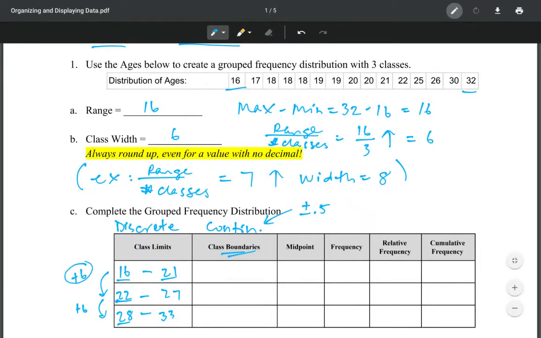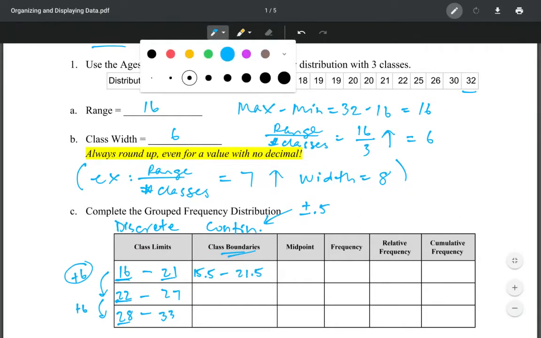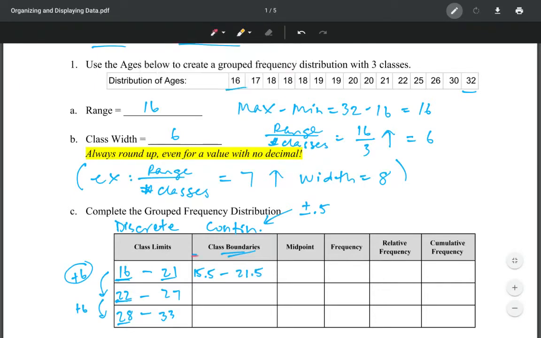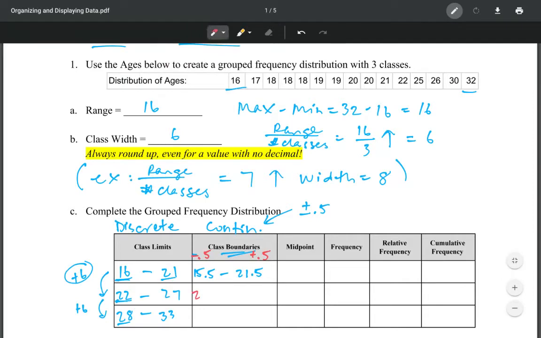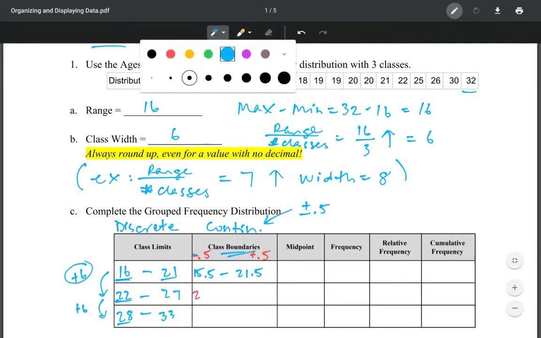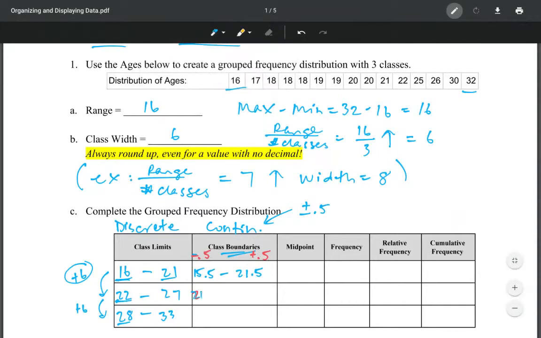The important thing to remember is that the boundaries are touching as you go from class to class. So using my 0.5 adjustment, I'm going to start with 16 and subtract 0.5. That gives me 15.5. Then I add 0.5 to the upper limits, 21.5. Let me grab a different color pen here. I'm subtracting 0.5 to get the lower boundaries, and adding 0.5 to get the upper boundaries. Okay, continuing, remember these touch. So I know I've got to start at 21.5.